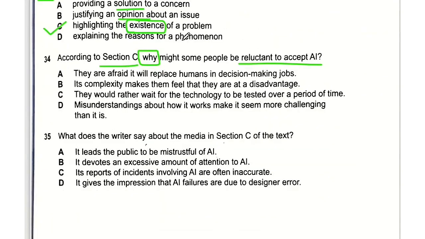Here they're asking, according to section C, why most people might be reluctant to accept AI. You can see here, they are afraid it will replace humans in decision making jobs. They have not mentioned it. Its complexity makes them feel that they are at a disadvantage. So they've clearly mentioned the complexity in the passage. So the answer is B. They would rather wait for the technology to be tested over a period of time. It's not mentioned. Misunderstanding about how it works makes it seem more challenging than this. This is clearly not mentioned. So the answer is B.